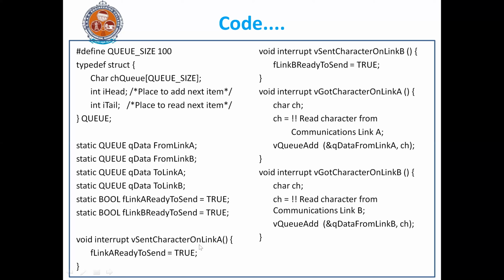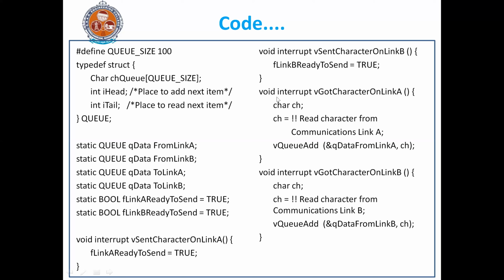So we send character on link A. Suppose you want to send a character from link A, then what you have to do? You have to first of all set the F link A ready to send flag to true. And similarly, suppose you want to send a character on link B, then you have to set the F link B ready to send flag to true. Then that particular routine will be executed, that is for link B and this is for link A.